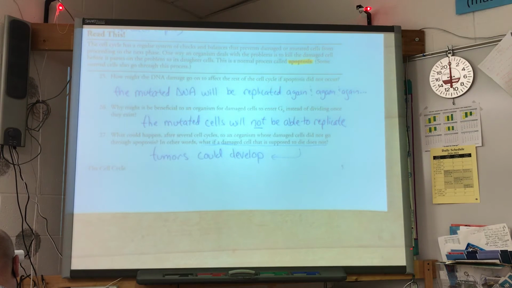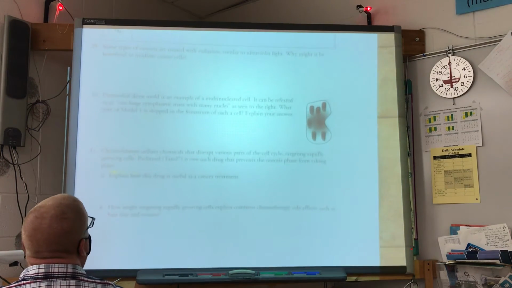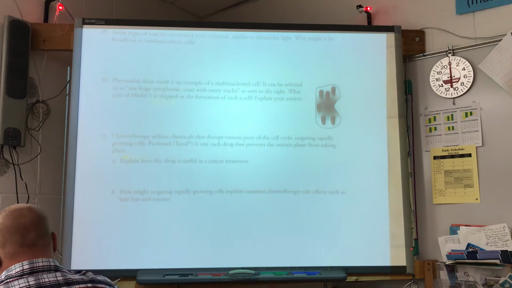So when we turn this over, we're going to skip to question number 29, and we're not going to worry about the other ones. But 29 is dealing with radiation. So some types of cancer are treated with radiation, similar to ultraviolet light.